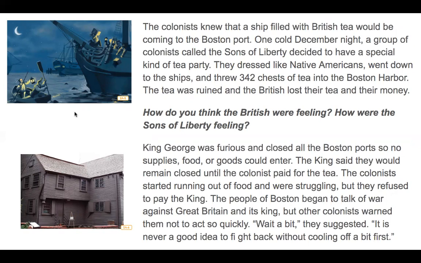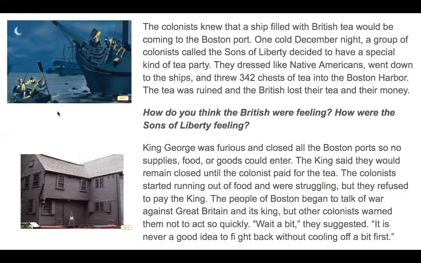The colonists knew that a ship filled with British tea would be coming to the Boston port. One cold December night, a group of colonists called the Sons of Liberty decided to have a special kind of tea party. They dressed like Native Americans, went down to the ships, and threw 342 chests or big boxes of tea into the Boston harbor. The tea was ruined and the British lost their tea and their money.